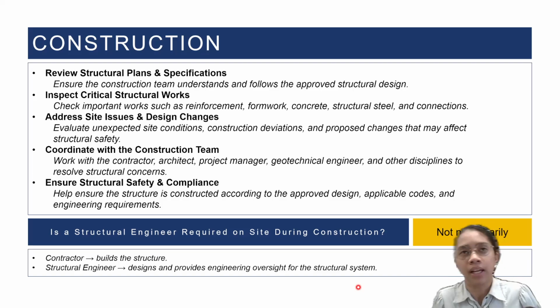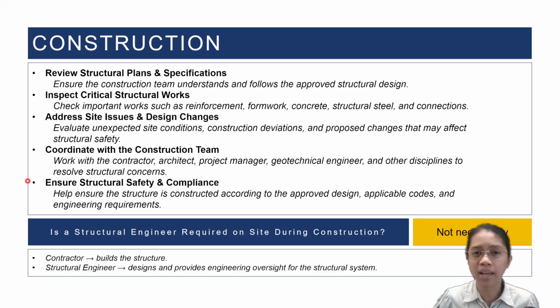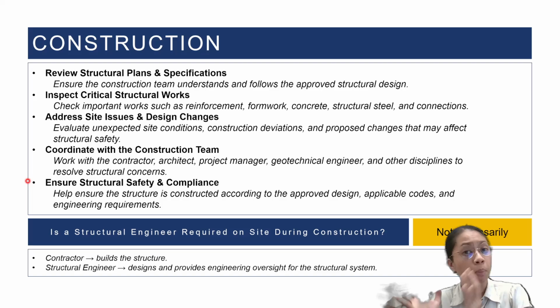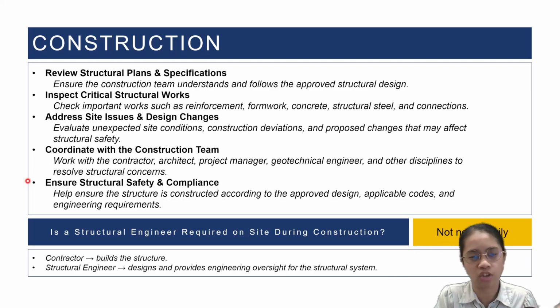But in case the structural engineer is still involved in construction, it can be with the following roles. You can review structural plans and specifications, inspect critical structural works, address site issues and design changes, coordinate with the construction team, and ensure structural safety and compliance. Because sometimes, since the structural engineer is the one who designs, and the contractor is the one who builds what has been designed, the role of the structural engineer, if there is still time to check in construction, is to know if the design is in accordance with the actual.